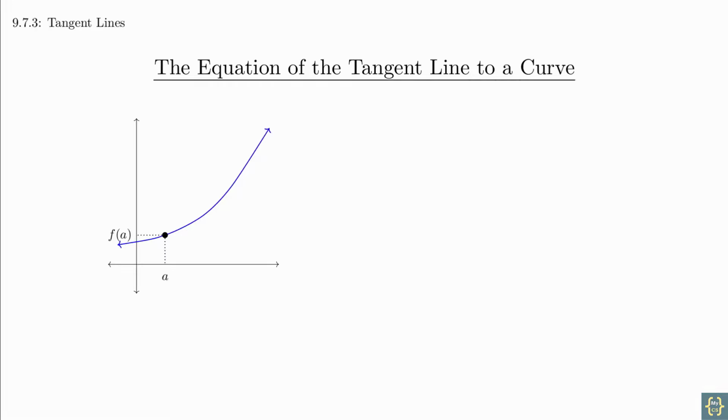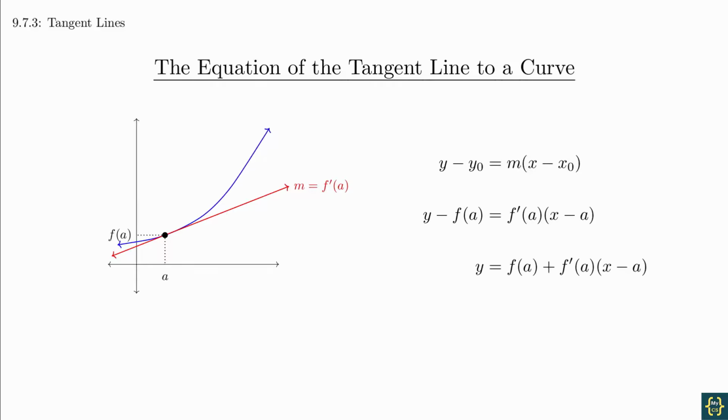If we pick a specific value of x, say x equals a, then we can plug that in to get a point along the graph. The derivative at that point gives us the slope of the line. To get the full equation of the line, we start from the point-slope form and plug in the values, and after a couple algebra steps, we get the equation of the tangent line. The book calls this L of x, and is often called the linear approximation of f at a.